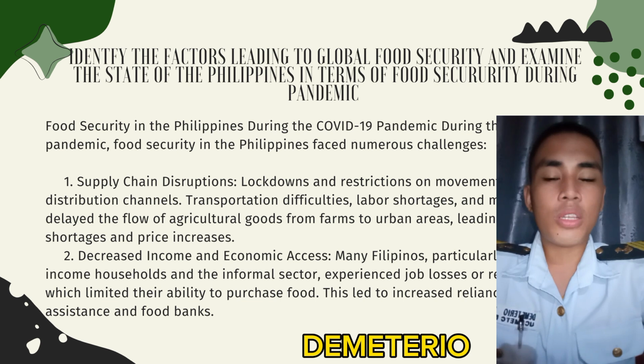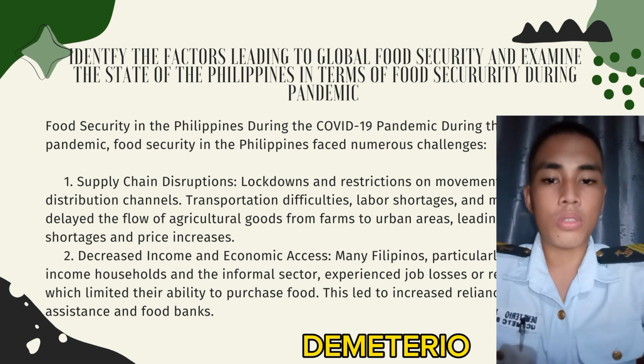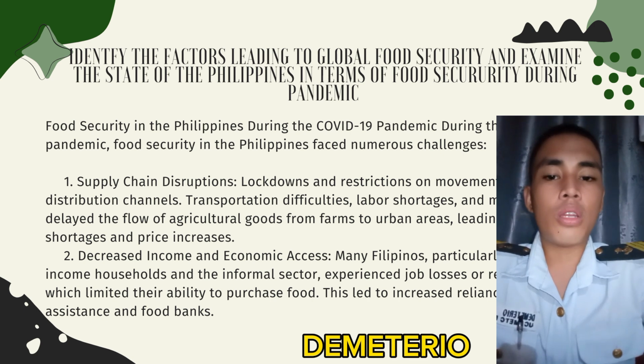The Philippines, which is heavily reliant on imported goods and has a complex agricultural system, was particularly vulnerable to these disruptions. Strict lockdowns and quarantine measures imposed to curb the virus's spread hindered the movement of goods, including food, both domestically and internationally. Port closures and reduced operational hours led to delays in the arrival of imported food items, impacting supply.